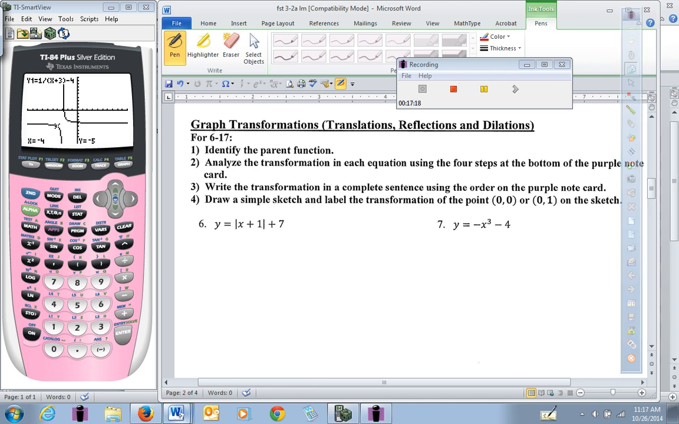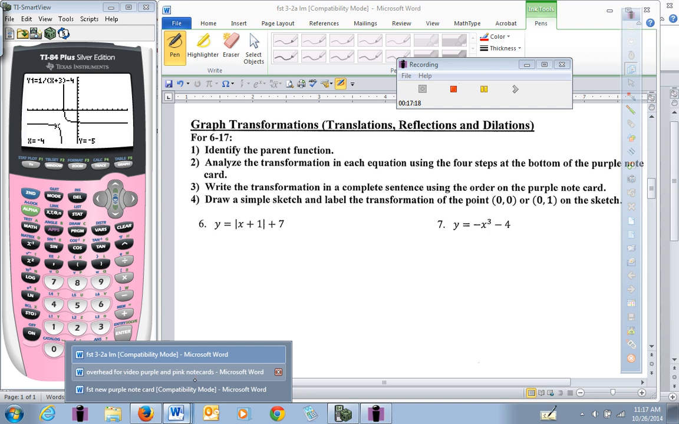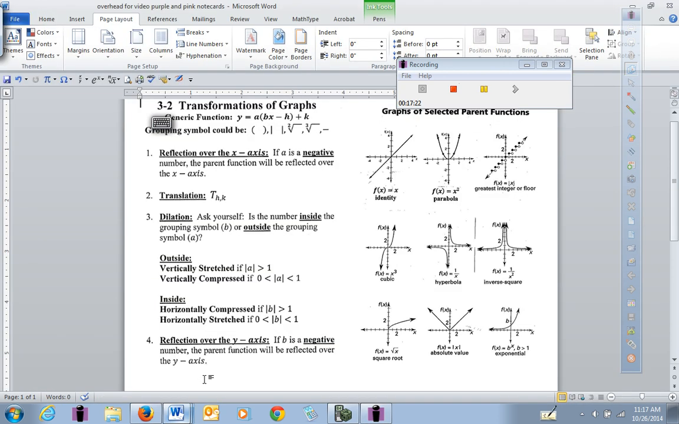Okay, so I want to go over the whole purple note card for you just so you make sure you understand all of it. And I'll also look at it in terms of the pink note card as well. So the first thing you're going to do, number 1, is you're going to reflect over the x-axis. So that's the first thing you want to look for. If the graph has been reflected over the x-axis, that means that, I wrote the basic graph as y equals a times b(x minus h) plus k, where h and k are your horizontal and vertical shift, and your a and b are going to be your scale factor.